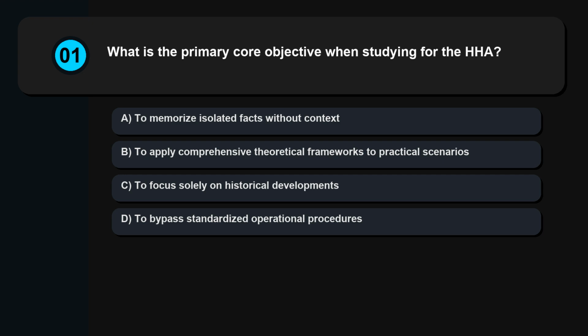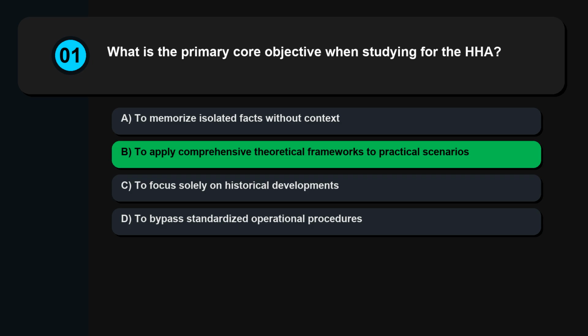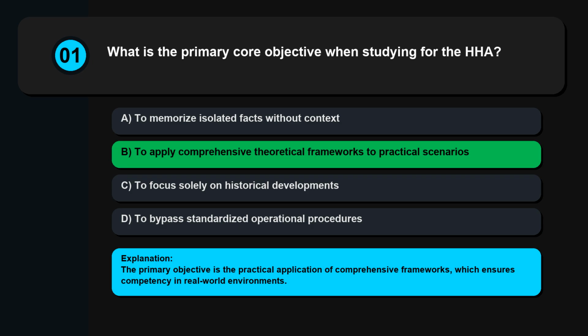Question 1. What is the primary core objective when studying for the HHA? To memorize isolated facts without context. To apply comprehensive theoretical frameworks to practical scenarios. To focus solely on historical developments. To bypass standardized operational procedures. The primary objective is the practical application of comprehensive frameworks, which ensures competency in real-world environments.